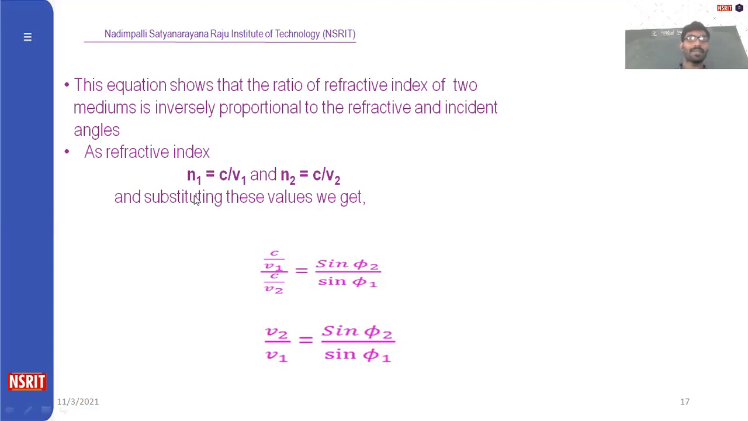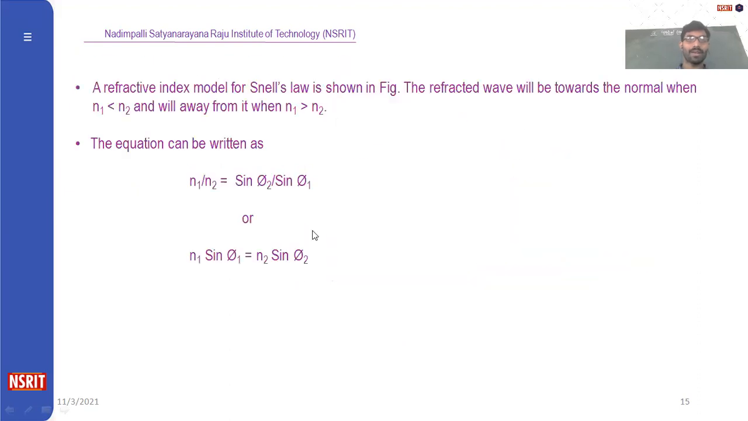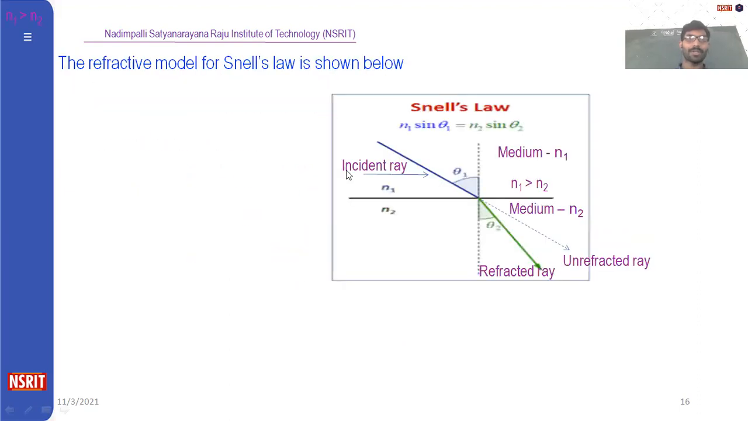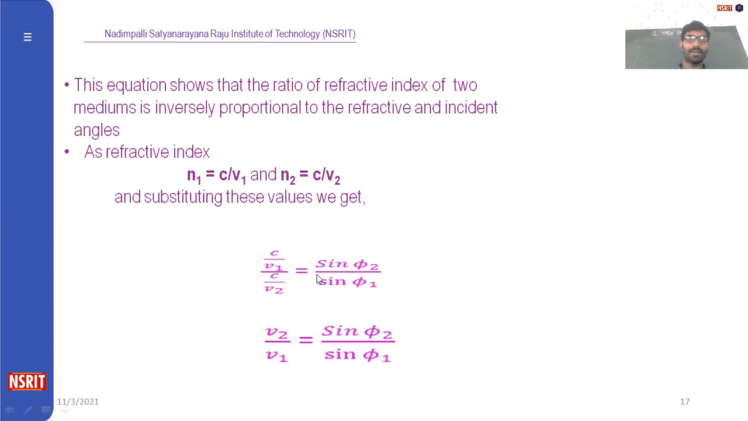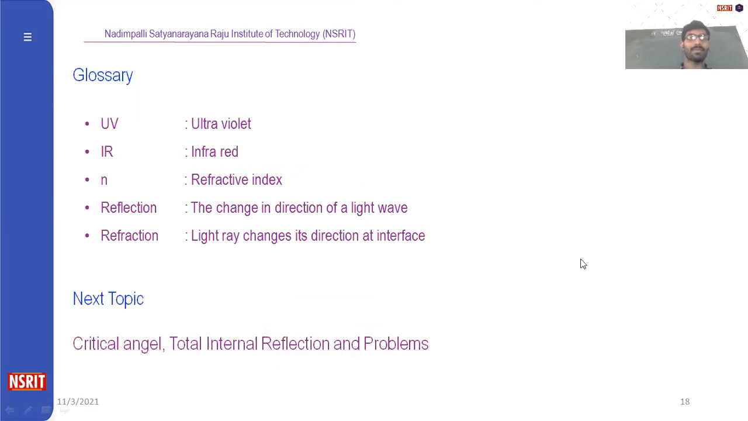The refractive index is given as N1 is equal to C by V1, and for N2 it is given as C by V2. C is the speed of light in free space, where V1 is the speed of light in that particular dielectric medium. Here, using the previous law, we are going to substitute the values of N1 and N2. C and C will be eliminated, and then we are going to have V2 by V1 is equal to sine phi2 by sine phi1.